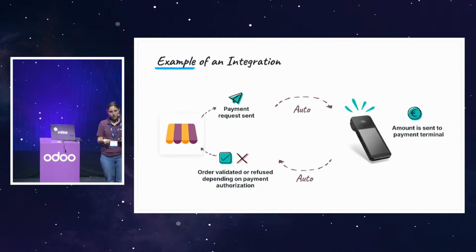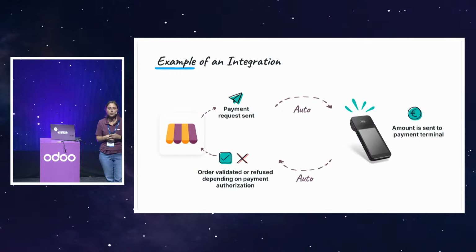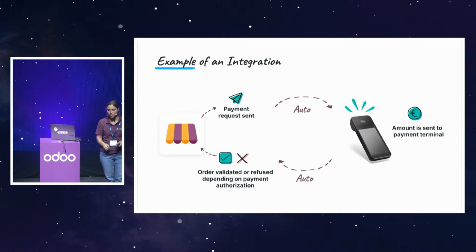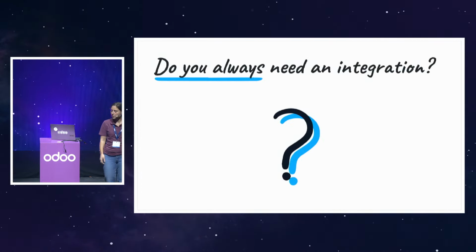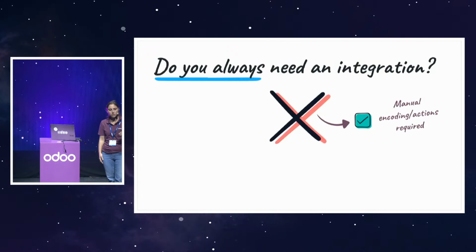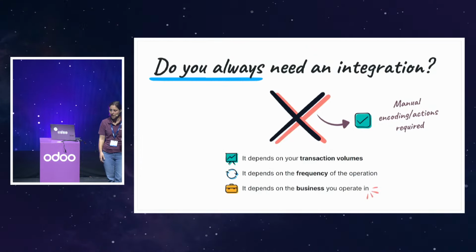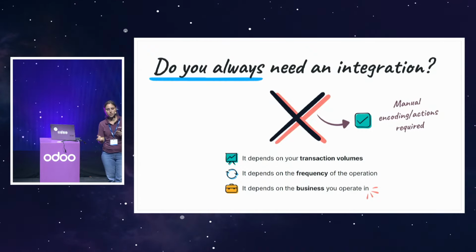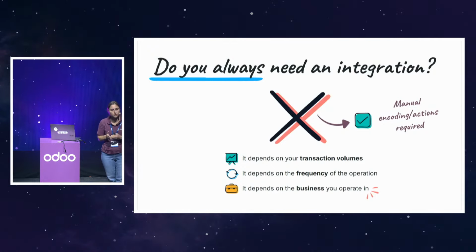That's when you have the integration. When you don't have the integration, it's totally possible to use the hardware that you have, but in this case, you will need manual encoding. So, do you always need integration? Actually, you do not. As I said, manual encoding is totally possible, but of course it will depend on your business as well. Here are a few guidelines to help you decide if you need integration or not. It will depend on the transaction volumes that you have.